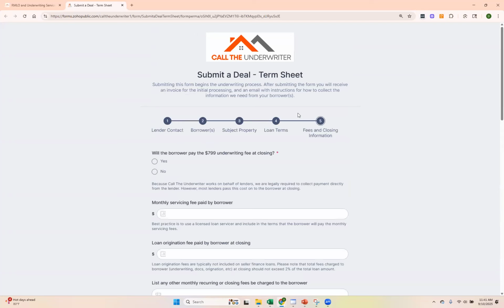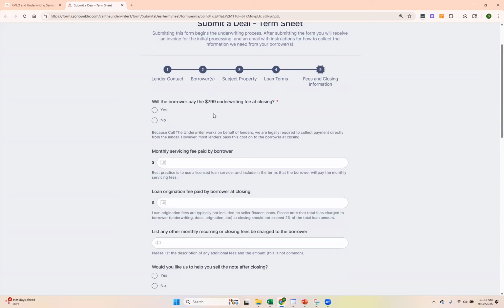Okay, so that's our subject property information and loan terms. So now we get into the fees and the closing information. This is one area that can create a little bit of confusion, and sometimes as a lender, you have opportunities here that you may not be aware of. So question one, will the borrower pay the underwriting fee at closing? The vast majority of clients do pass this fee on to the borrower at closing. I highly recommend you do that.